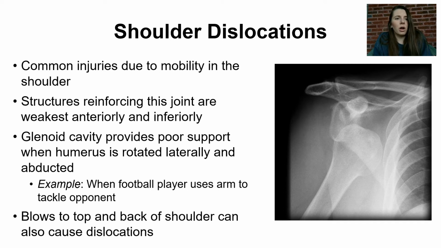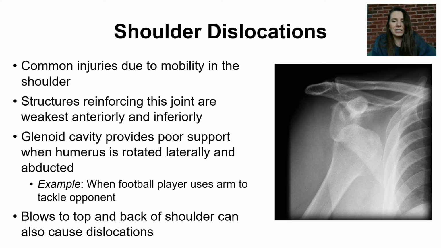So one of the most common injuries to the shoulder joint is shoulder dislocations. And this is just due to the lack of structural support and also the increased mobility of the shoulder. Ironically, the structures that are reinforcing this joint are the weakest anteriorly and inferiorly.